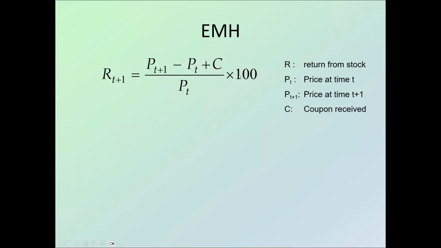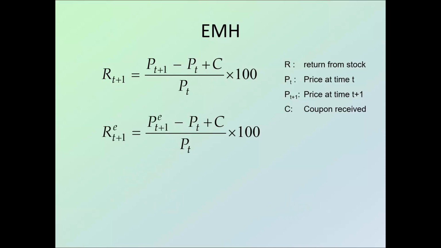So essentially, if you look at the numerator, it is the profit you make from selling a stock after buying it at a particular price in the previous period plus any dividends that you received or coupons in the case of bonds. So this is the return at the end of time t plus 1.